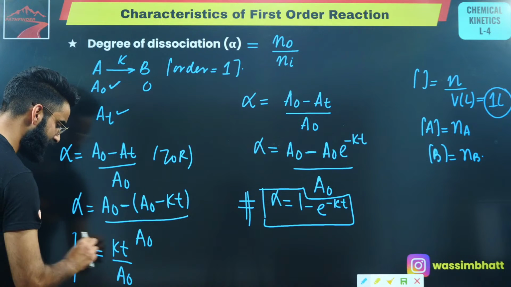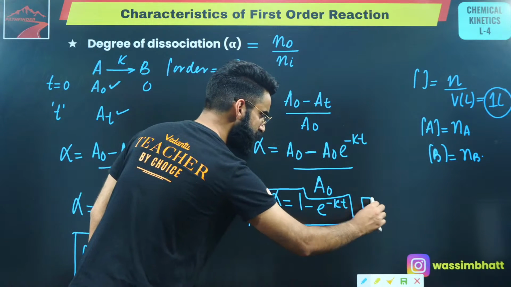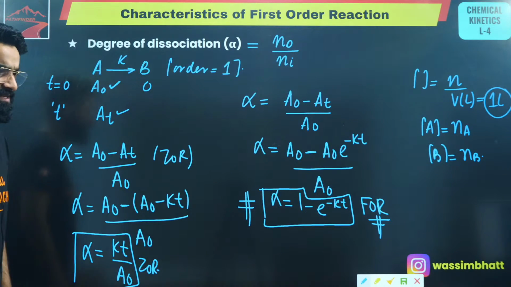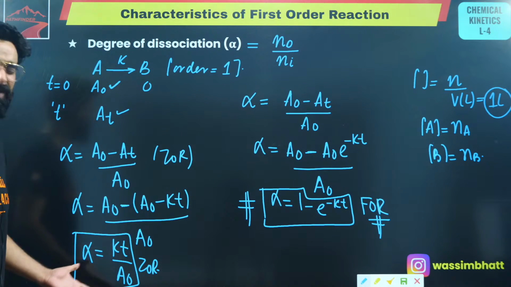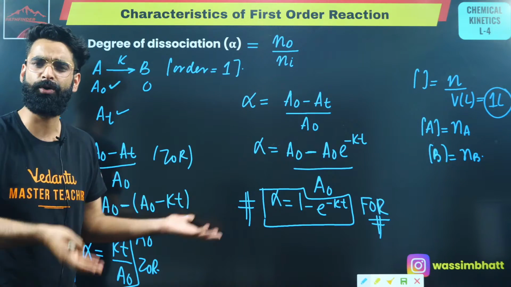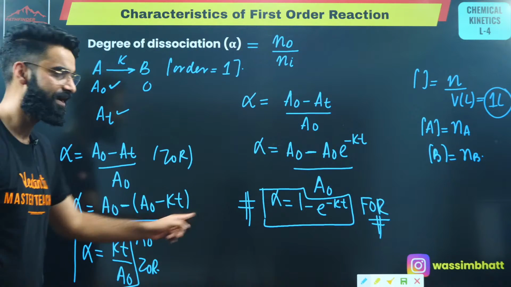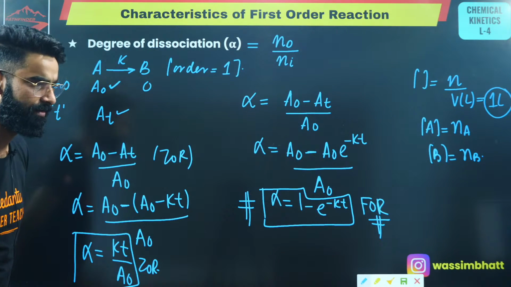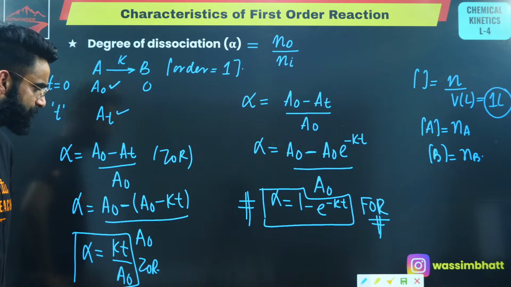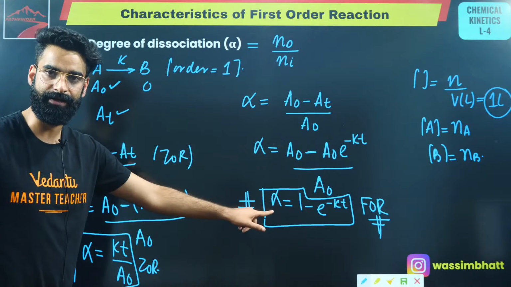This is the degree of dissociation for the zero order reactions, and this is the degree of dissociation for the first order reactions. Sometimes the question gets asked simply: which of the following expressions is correct for the degree of dissociation for a zero order or first order reaction? The expressions for zero order and first order are mentioned over here. Understand properly. This is for zero order reaction. This is for first order reaction.